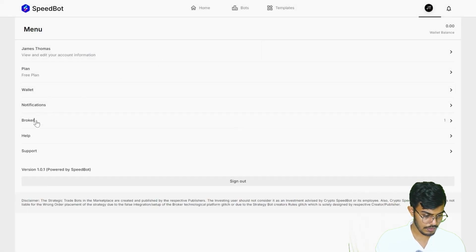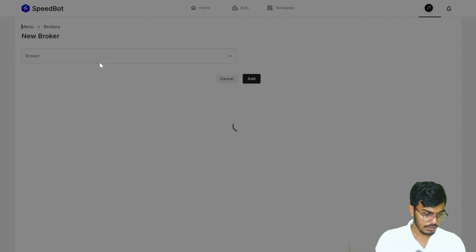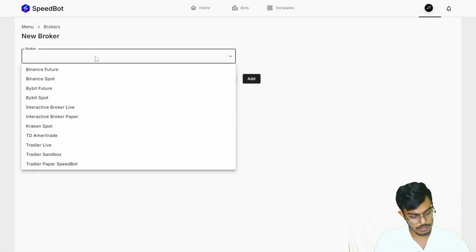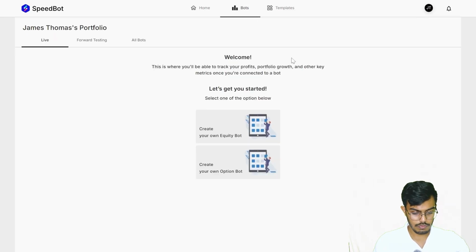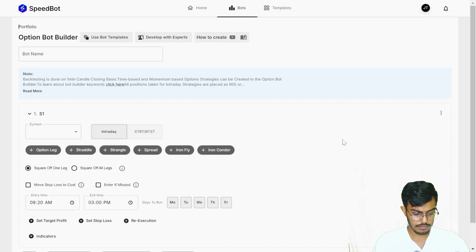Okay, so let us understand the brokers that we have integration with in the US markets. So we support the crypto-based brokers, and for the US markets we have Interactive Brokers, we have Tradier, we have TD Ameritrade, etc. All right, so let's move on to the option bot.